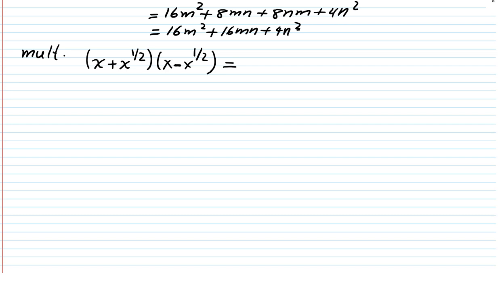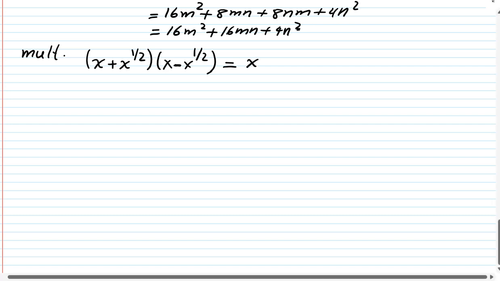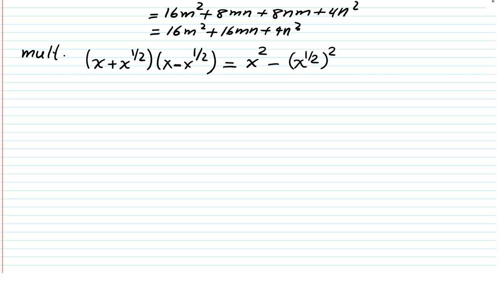Okay. So if I go difference of squares, first term squared minus second term squared. First term squared is just itself. Now x to a half squared, remember the power rule of exponents? You multiply 2 times 1/2 and you get 1. So there is the answer to this one. That's pretty simple. x squared minus x.